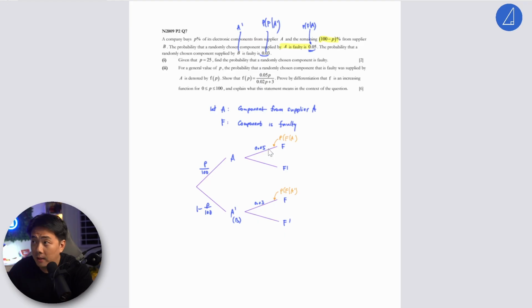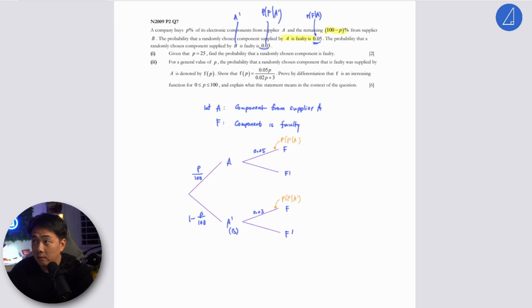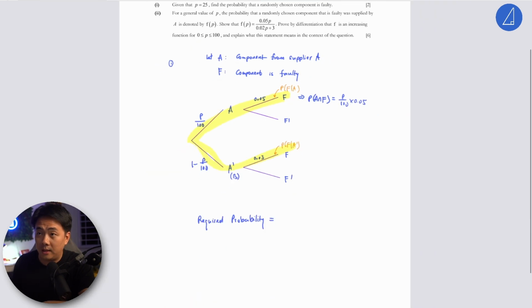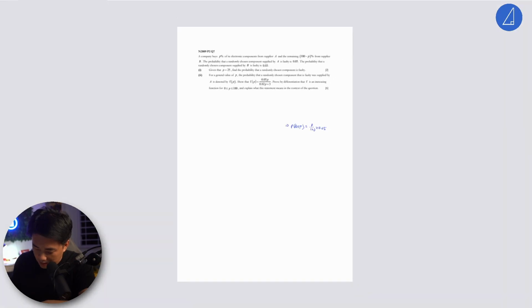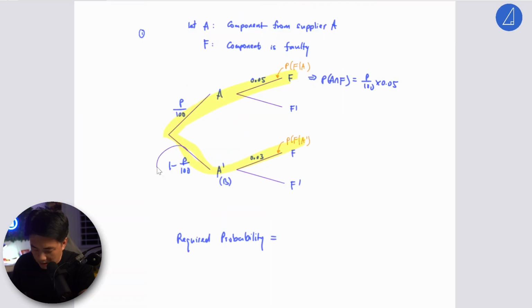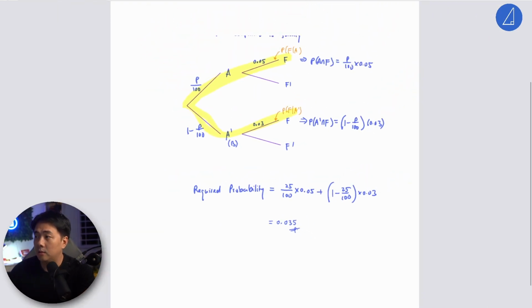I think for the first part, it's not too bad. Given that P is 25%, find the probability that a randomly chosen component is faulty. If you want faulty, it can be faulty from supplier A and also faulty from supplier B. So you just need to add both of these branches up. In this case, P(A intersect F) will be 25 over 100, maybe P over 100, multiplied by 0.05. Then same with the other one. This multiplied by this will give me P(A intersect F), and here multiplied by this will give me P(A prime intersect F). So add both of these cases up. The answer is 3.5%.